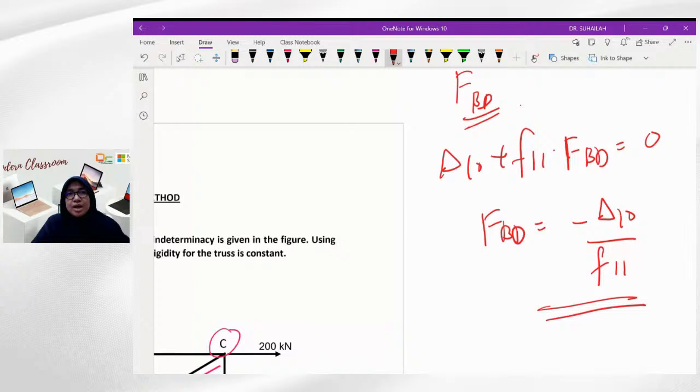I will make a video for truss again, with two redundants, a combination of reaction as well as internal force, member force, as redundant. Okay, till we meet again in the next video.